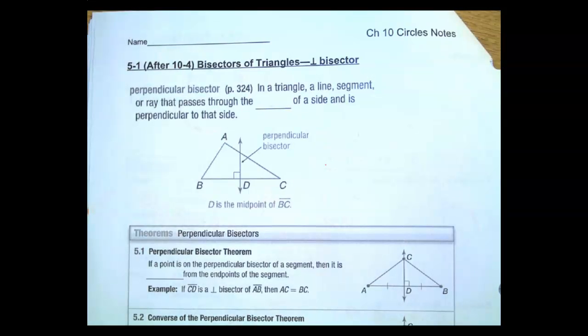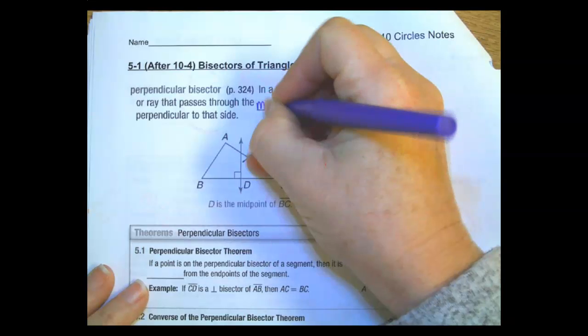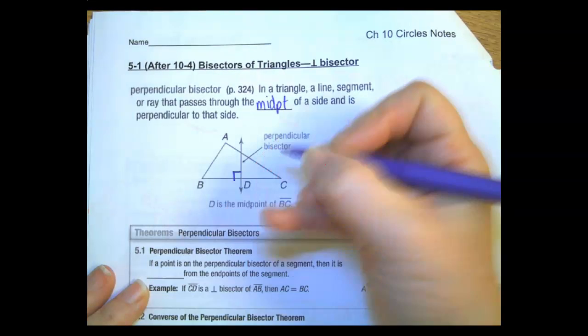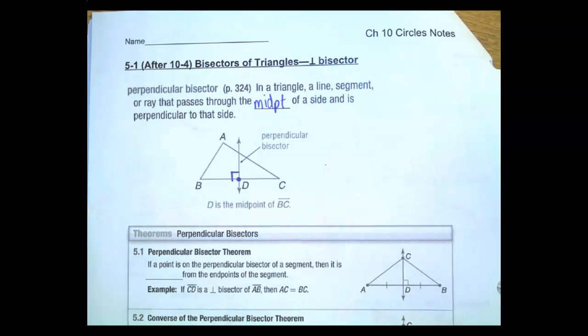Right, so we're doing part of 5.1, which we just got finished with bisectors of triangles. So we're just doing part of this. A perpendicular bisector in a triangle is a line, segment, or ray that passes through the midpoint of a side and is perpendicular to that side. So you're looking for this again. Midpoint here. Okay.